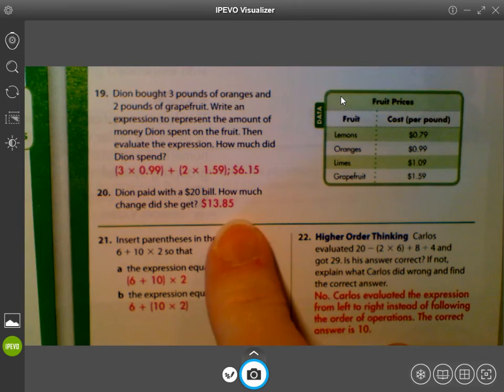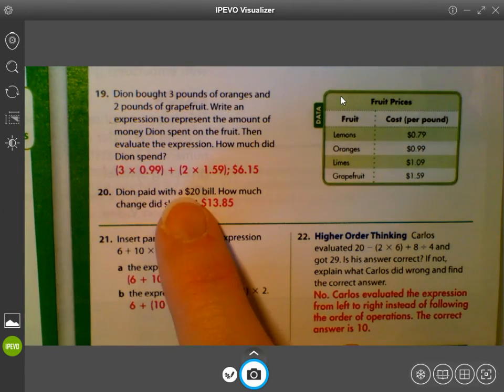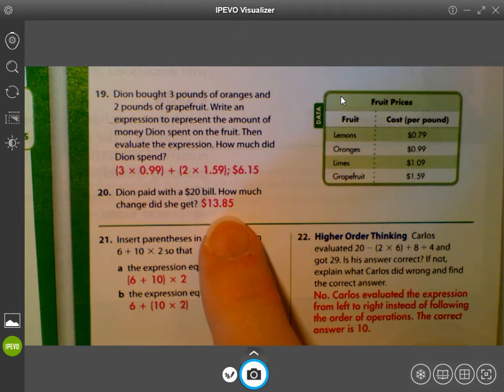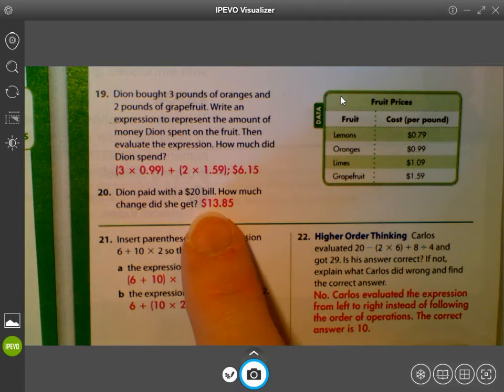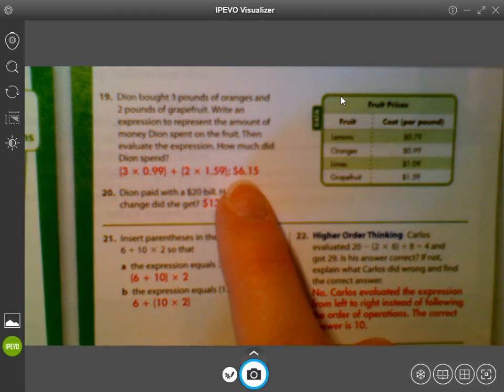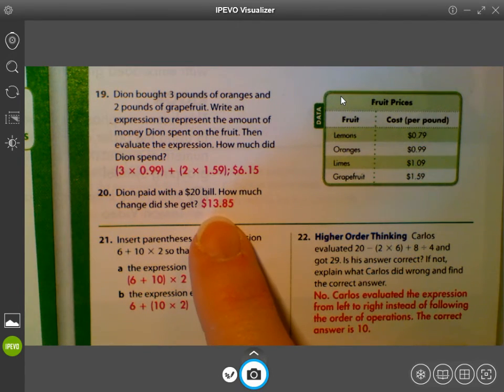So then for number 20, if you got a different answer for number 19, you would have gotten a different answer for number 20. But what you're supposed to do for 20 then is take 20 and subtract the amount that Dion paid to figure out how much change she gets back. So for this, we would take 20 minus 6.15. That would get us 13.85, which stands for $13.85.